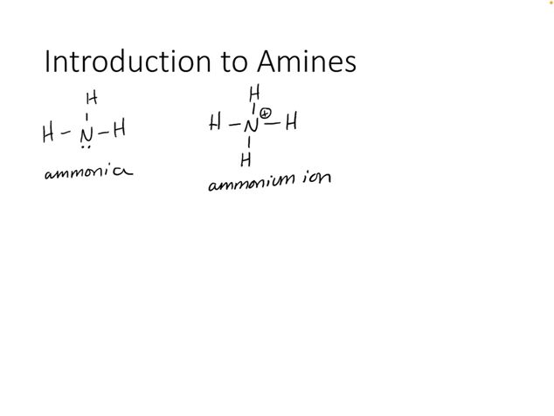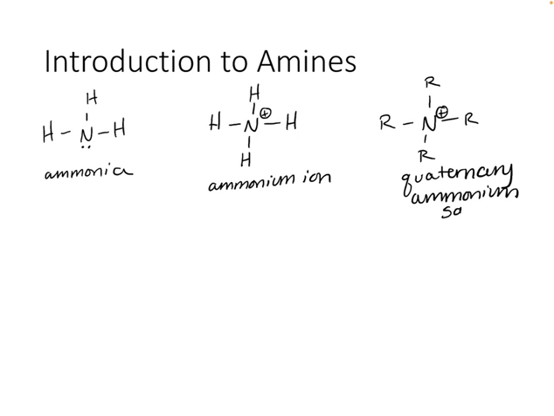And we could also have, for instance, a nitrogen bonded to four alkyl groups. And this would be called a quaternary ammonium salt. So there would probably be some sort of negative ion balancing the charge on that ammonium ion, which would then make it a salt. So if you had, for instance, a chloride ion or something similar there.